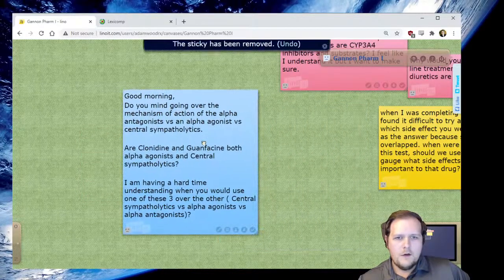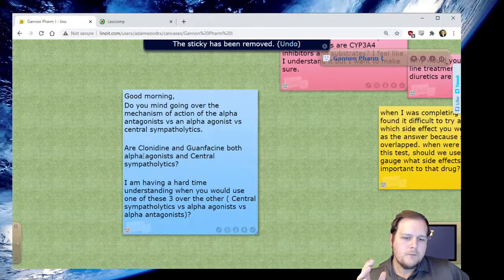All right, someone said, do you mind going over mechanisms of action for alpha antagonists versus alpha agonists versus central sympatholytics? Are clonidine and guanfacine both alpha agonists and central sympatholytics? I'm having a hard time understanding when you would use one of these three over the other.